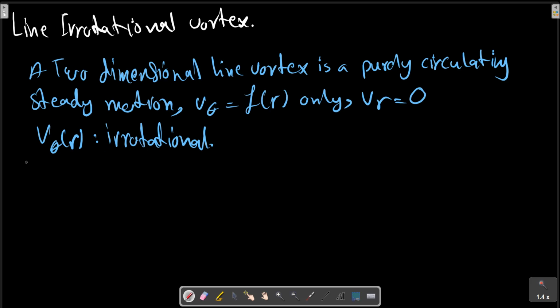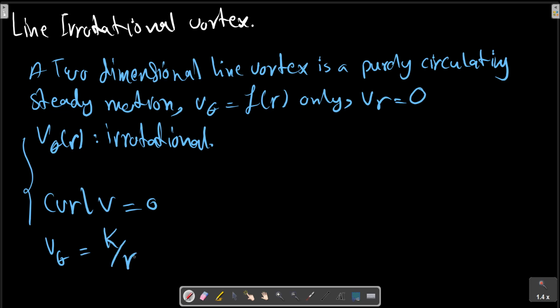That is, curl v equals 0 and v theta equals k on r, where k is a constant. This is sometimes called a free vortex.